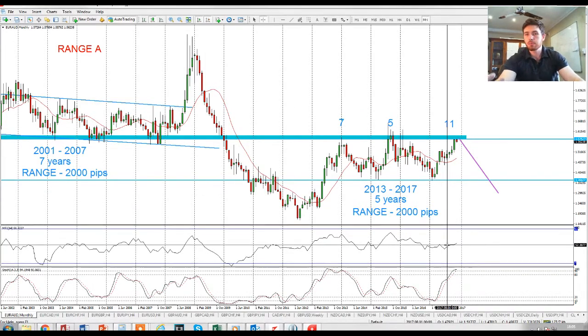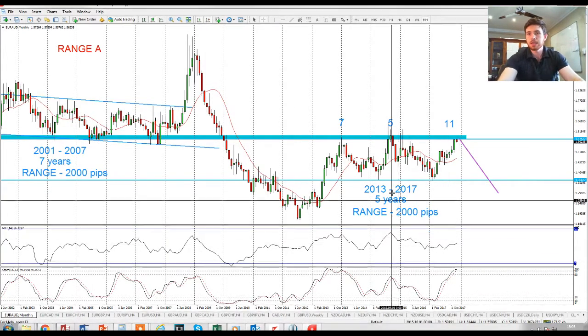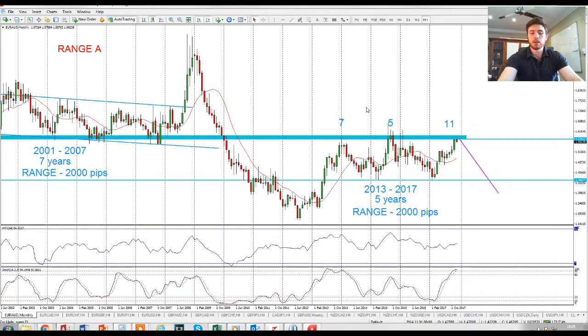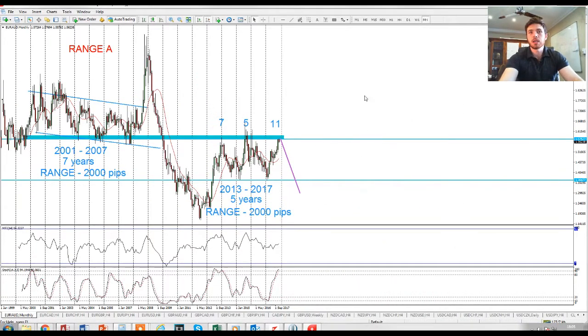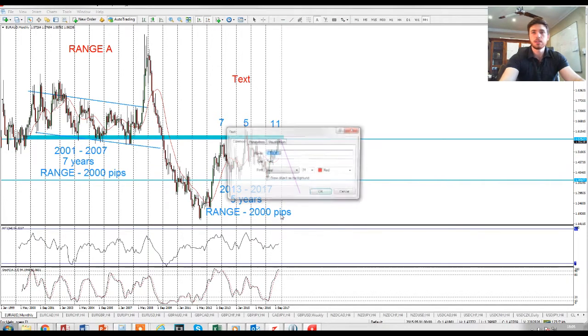And that is also important for us to identify that this range, range B, let me just quickly zoom out here. Seems like I've lost range B's title.